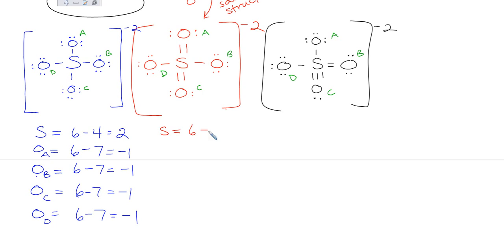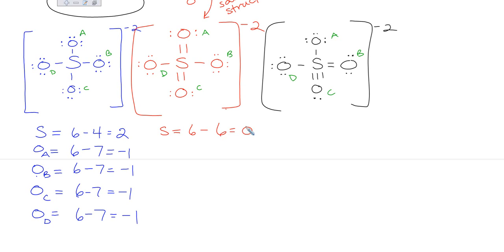We've got 1, 2, 3, 4, 5, 6. We've got like 6 bonds around that sulfur. We've got 2 double bonds and 2 single bonds. So that would really be a total of 12 electrons being shared around that sulfur. We split them evenly between sulfur and the oxygens. So sulfur gets 6 for a formal charge of 0.